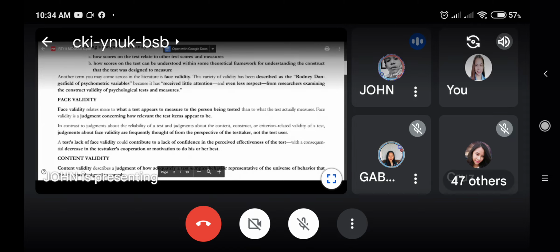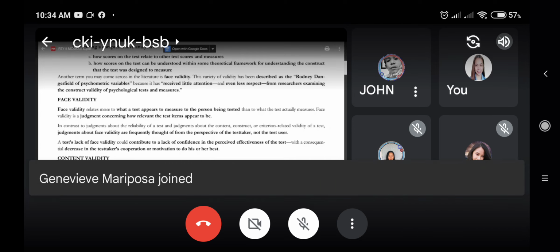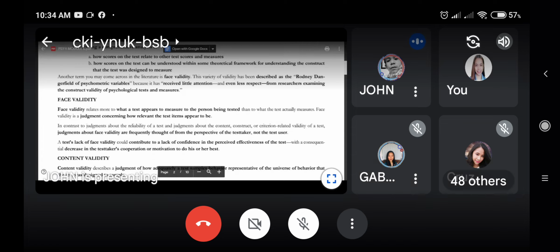So sometimes kasi the face validity is not on the part of the test administrator, but on the end of the test user. So when you talk about face validity, it talks about how the test appears to measure to the person being tested, or how the test appears to measure what it intends to measure. Yun po. So, kung paano, yung pagbasa mo pa lang sa mga items, alam mo that the test itself appears to measure anxiety, the test itself appears to measure personality. So that's what they call face validity.